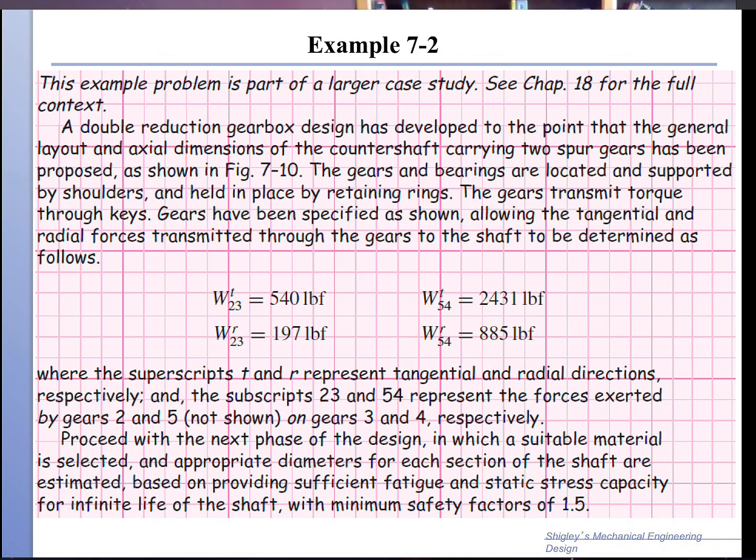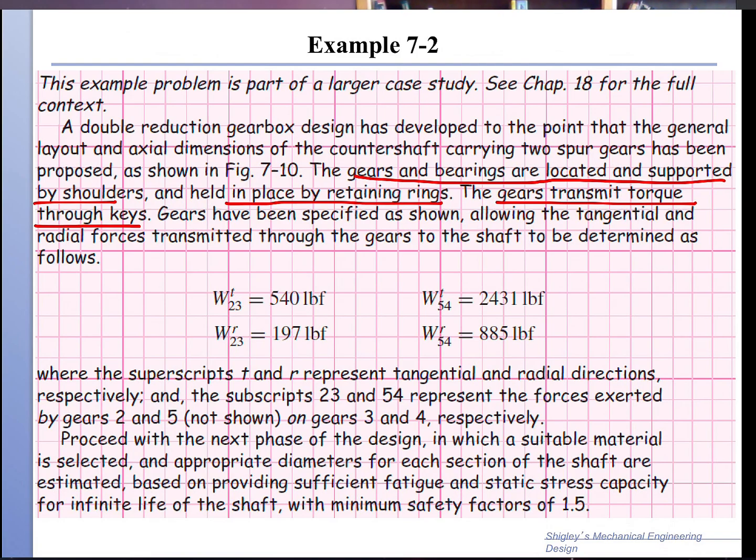So the requirement is that the gears and the bearings are located and supported by the shoulders, so we have to have shoulders, and held in place by retaining rings. So that's a requirement. And then the gears must transmit torque, and when they transmit torque, they must be attached to the shaft, and they attach to the shaft through keyways. Therefore, we are forced to use the sliding keyway to attach the two gears to the shaft.